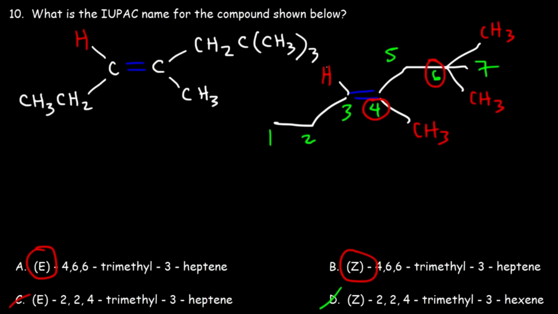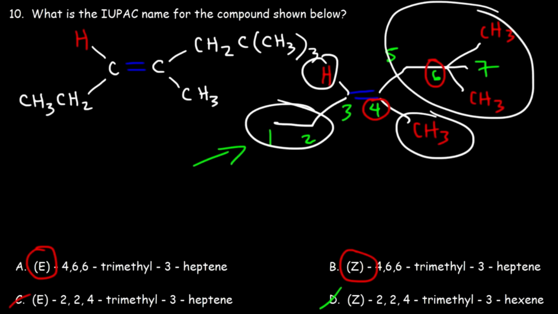So on the left side, is it the hydrogen or the ethyl group? The ethyl group has more priority than the hydrogen. Carbon has a higher atomic number than hydrogen. Now what about on the right side? Is it the methyl or is it these groups of carbons that we see here? If you have a chain of carbons, that's going to have more priority than a single carbon atom.